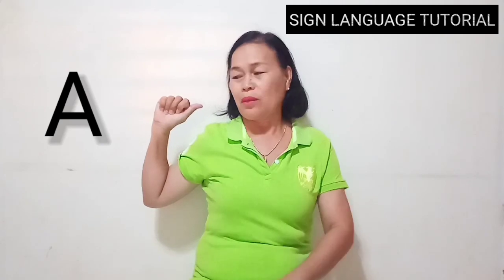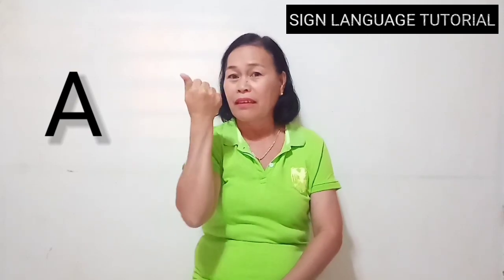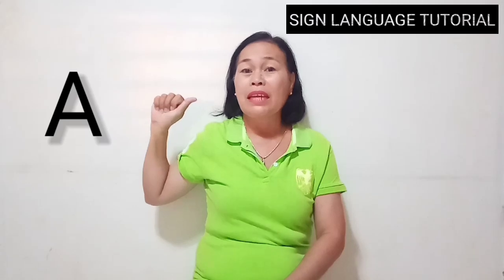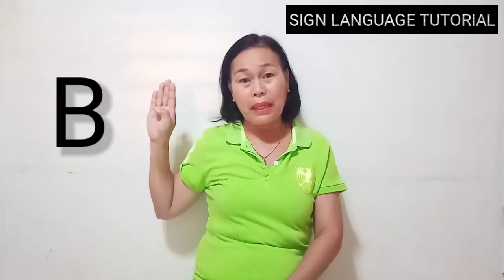Okay. Let's start the 26 letters of the alphabet. This is letter A. So, level sa shoulder ang inyong kamot. Then, iatubang sa mga bata. Dili italikod. Dili ana. So, ana siya. Letter A. This is letter A. Letter B. This is letter B.